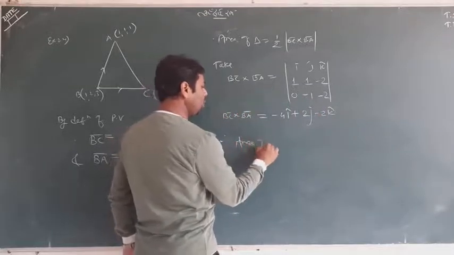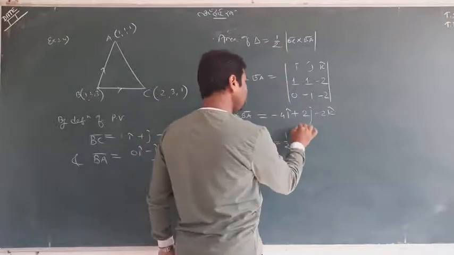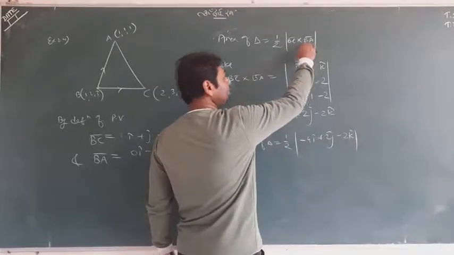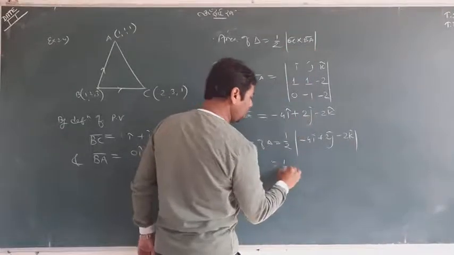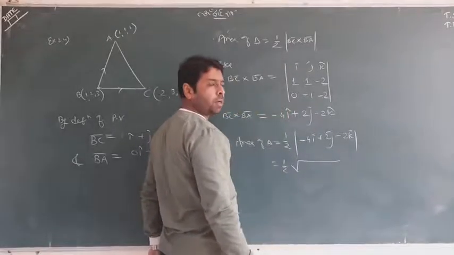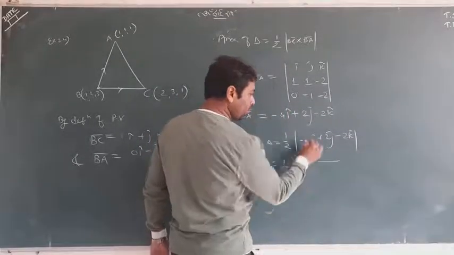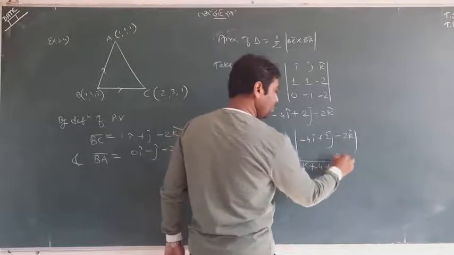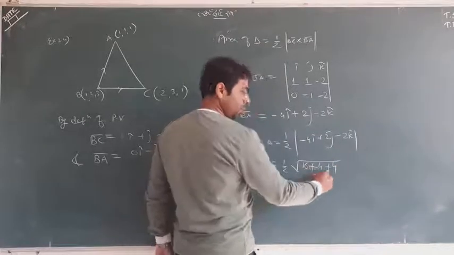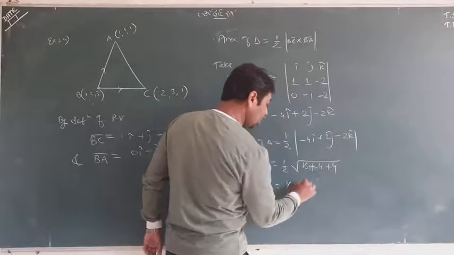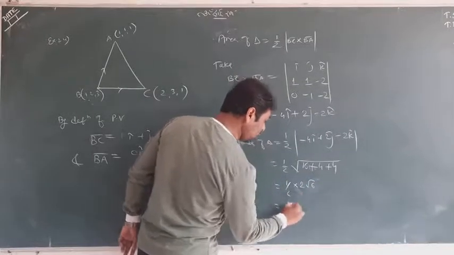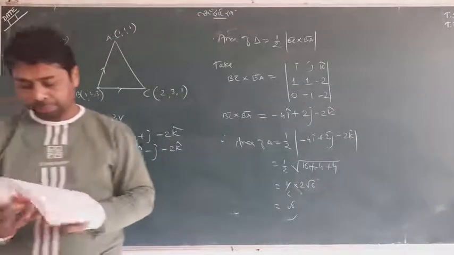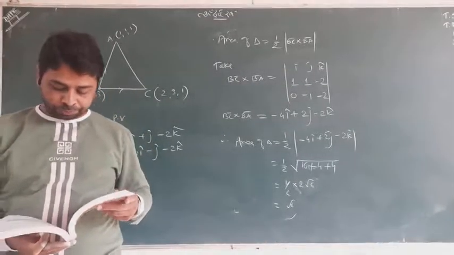So only the area of the triangle remains, which is half mod of this. We already got the value of this now. So finally we will find the mod of this vector, which is the square root of minus 4 square, 2 square, and minus 2 square. So lastly it is 24, and 24 meaning 2 root 6. So 2 cancels, and your answer is root 6, which is the area of the triangle. It was so easy.